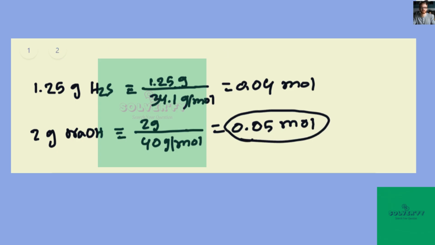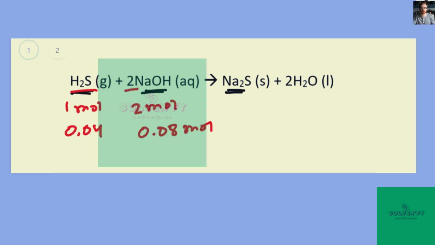That means this is the reactant which will be completely consumed because it is lower in amount than the required amount. That's why sodium hydroxide is our limiting reactant, and we have to calculate the theoretical yield of sodium sulfide based on the amount of sodium hydroxide.